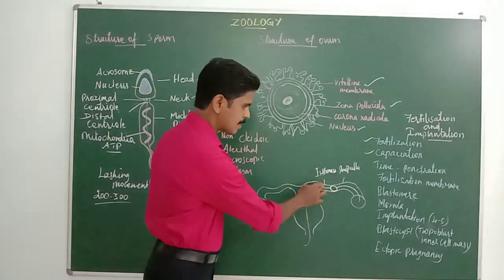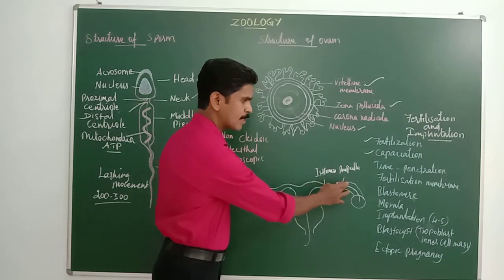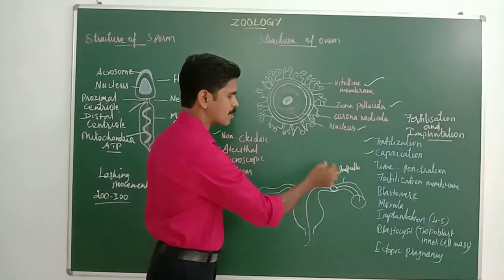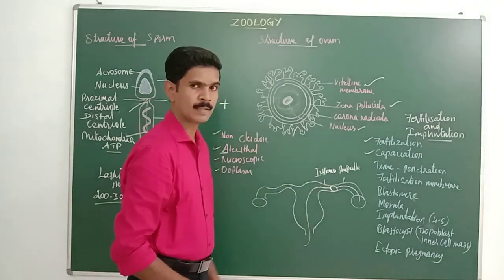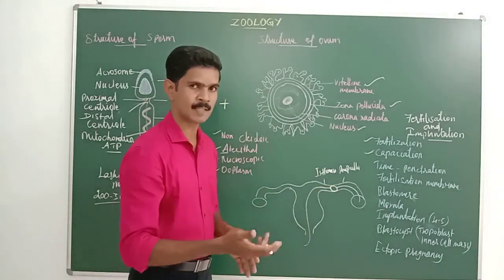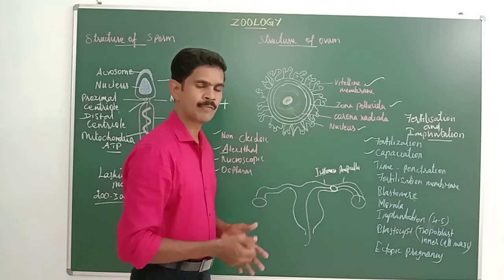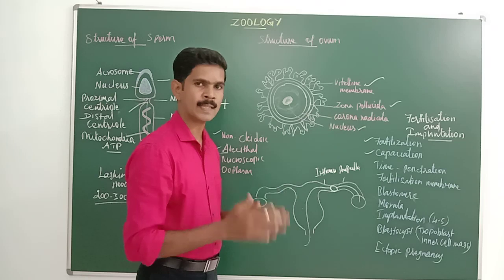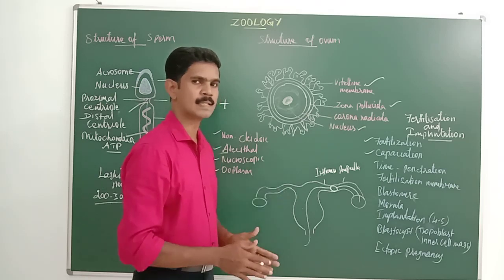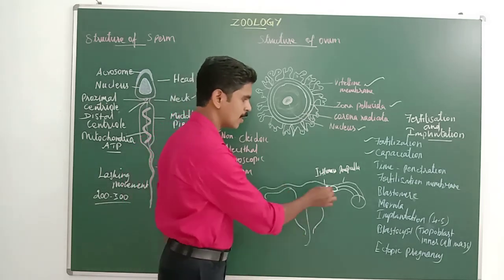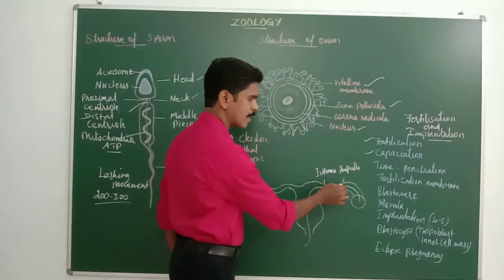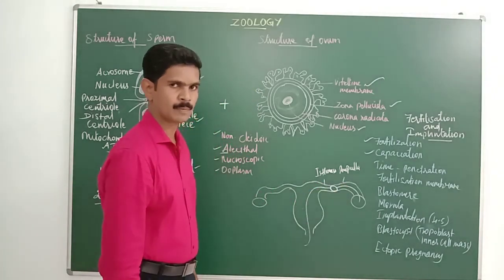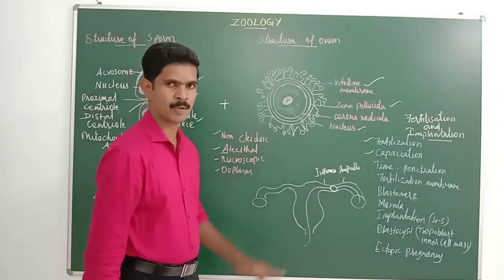So the sperm and the ovum both should meet in the junction of the fallopian tube. This is the isthmus region of the fallopian tube, and this is the ampulla region of the fallopian tube. In this junction, both the egg and sperm should meet. Then only it will be a successful fertilization. So for successful fertilization, both the sperm and the egg are simultaneously transported to the junction of the isthmus and the ampulla region of the fallopian tube. So hope you all understood this point.